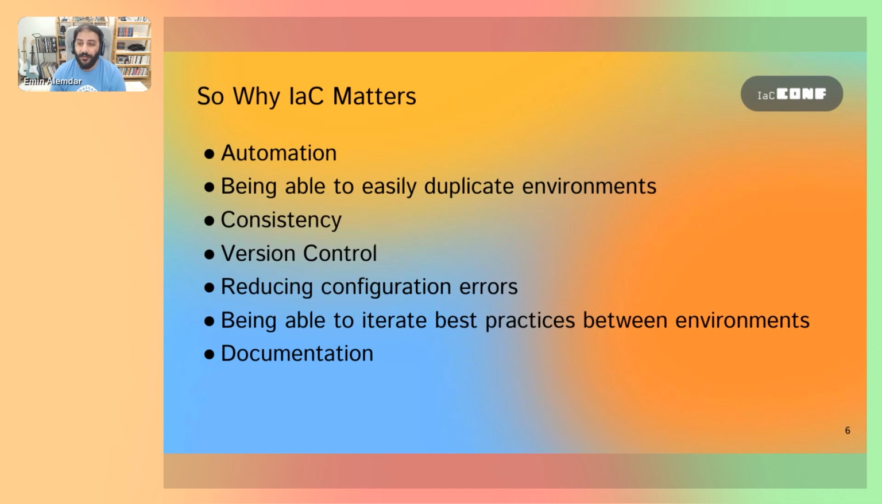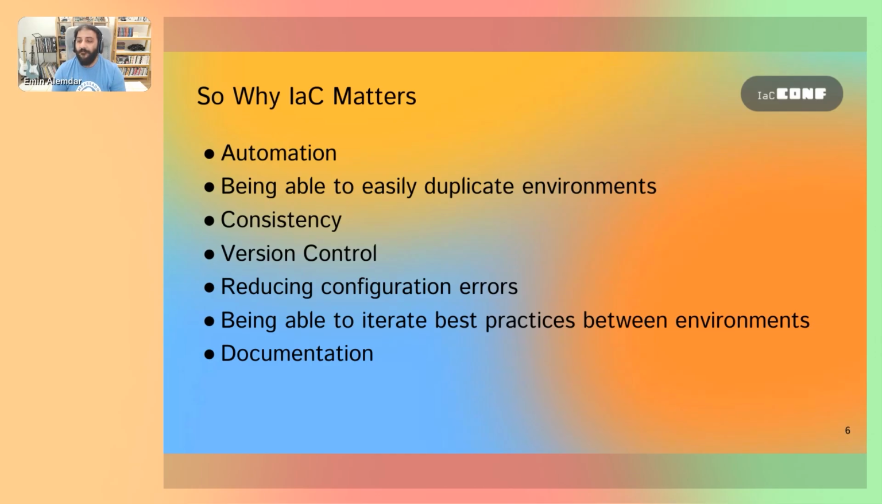So why does infrastructure as code matter? Because it brings you that automation aspect. You're going to be able to automate the deployments of your resources, and you have the flexibility to easily duplicate environments. So you don't have to manually create every resource one by one for each and every environment. You're going to be able to change some parameters and then duplicate the environments, for example, for your test environments or for your production environments.